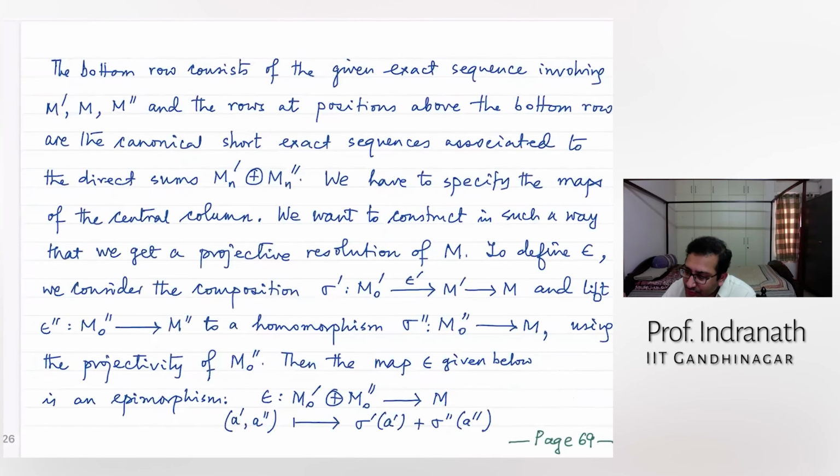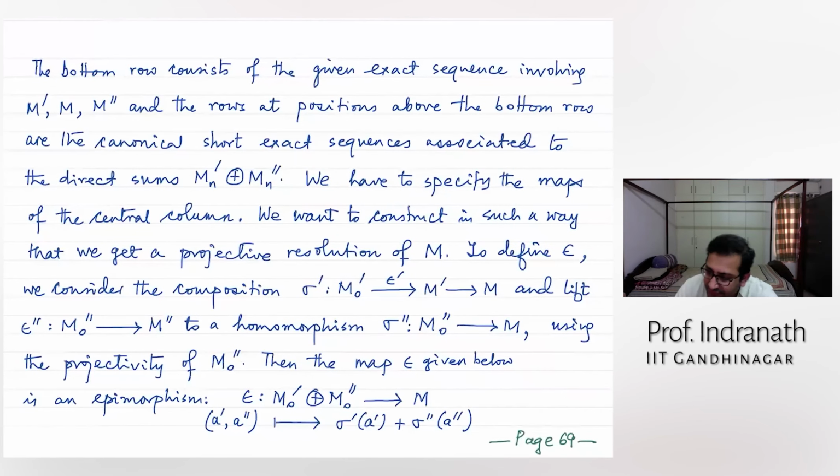So once again, I should have kept another slide maybe. The bottom row consists of the given exact sequence involving this M', M, M'', and the rows at positions above the bottom row are the canonical short exact sequences associated to the direct sums.